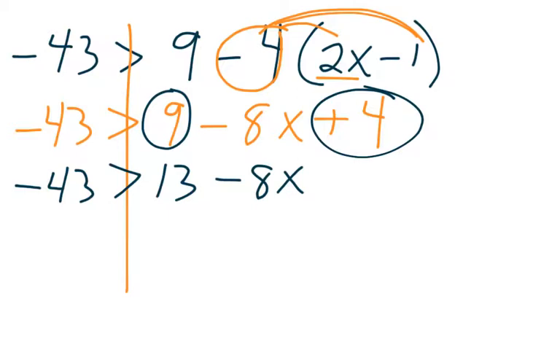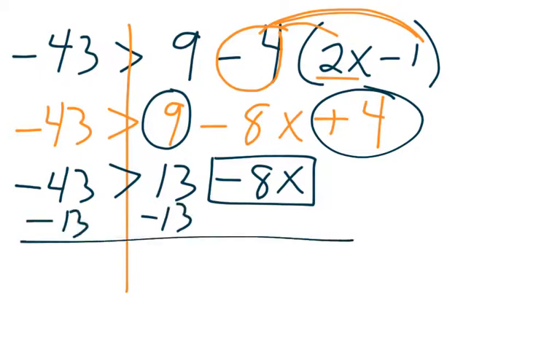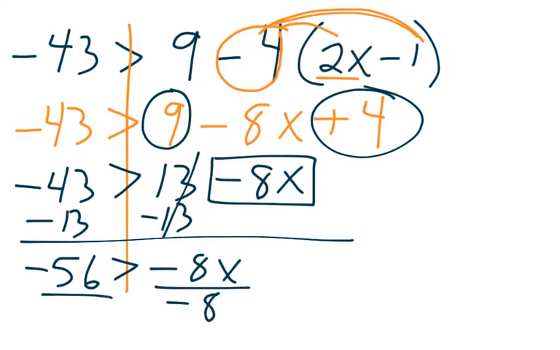$8x. And now we solve. We have to isolate the negative 8x, so we subtract 13 from both sides. Negative 43 minus 13 is negative 56. Bring down our negative 8x. Last step is to divide by negative 8.